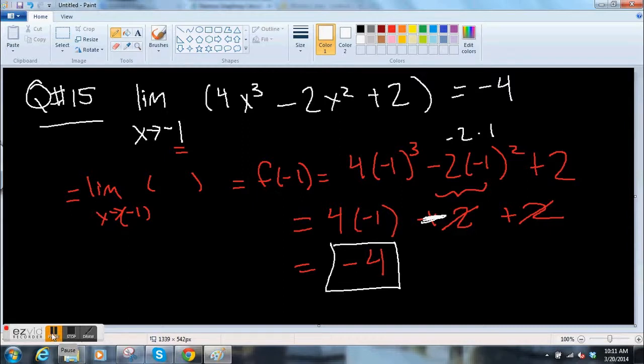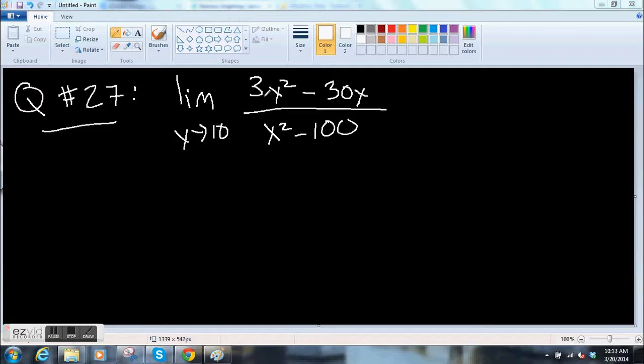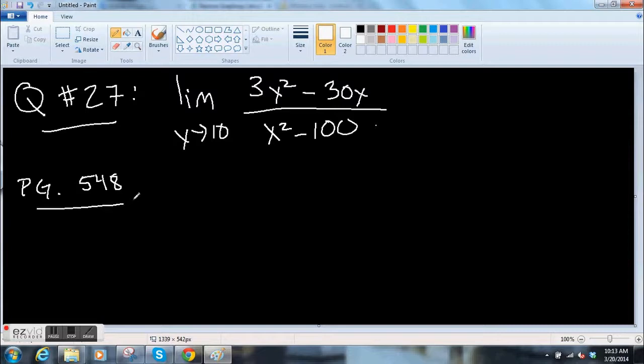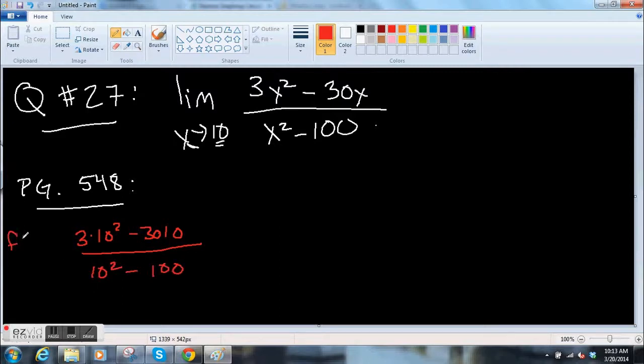I'll show you a fraction one, which is a bit more complicated. The question says find the limit as x goes to 10 of 3x squared minus 30x divided by x squared minus 100. So this is a fraction, you have 2 polynomials, so it's not quite as straightforward. You can look at page 548, there are some rules for rational functions, evaluating limits in the form f of x over g of x. I think they're easier to understand in practice. Essentially, the first thing I'm going to do is plug in 10 into each one of these functions. So I'm going to have 3 times 10 squared minus 30 times 10, divided by 10 squared minus 100. This is technically doing the f of c divided by g of c that they talk about in the book. In this case, c is 10.